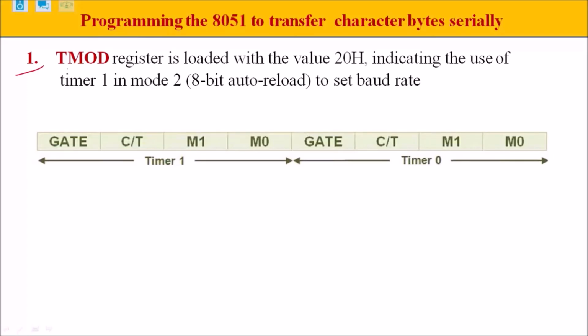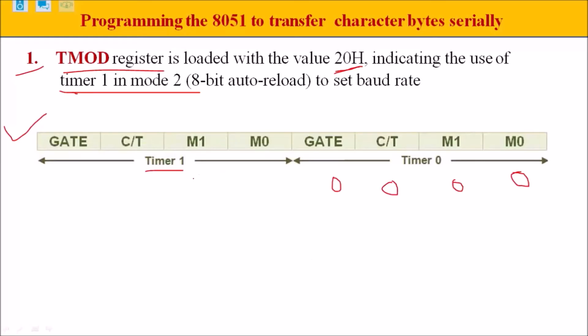First step is you have to initialize the TMOD register. TMOD register is the timer mode control register. So we are using timer 1 in mode 2. That's why we have to initialize the TMOD register in serial communication, because to set the baud rate of serial communication, we are using timer 1 in mode 2. So this is the format of the TMOD register. We are going to initialize it with the value 20H. For timer 1 we'll use it, timer 0 we are not using. So all these bits are 0, don't care condition.